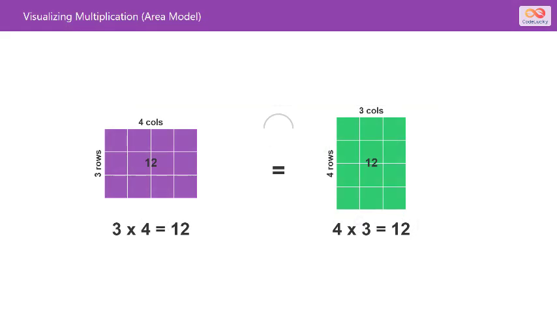We can visualize this using the area of a rectangle. A grid that is 3 rows high and 4 columns wide has 12 squares in total. If we rotate that shape, it becomes 4 rows high and 3 columns wide. It still contains exactly 12 squares. The total area remains the same whether we see it as 3 times 4 or 4 times 3.